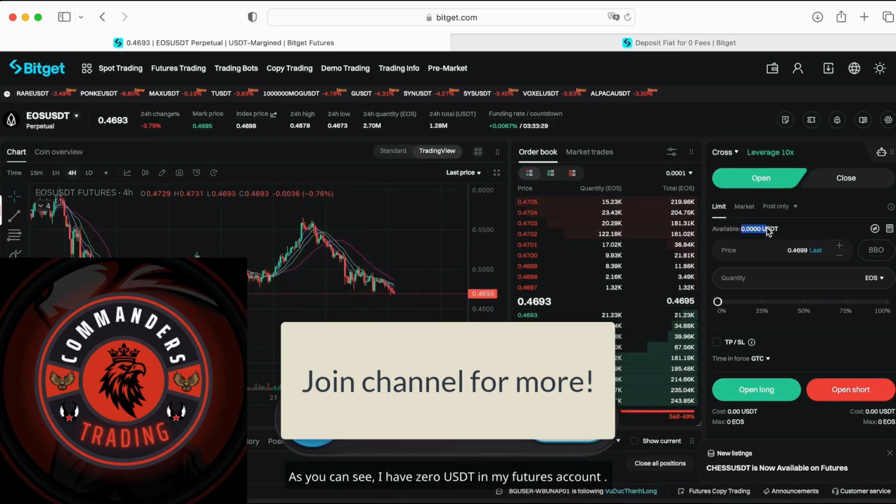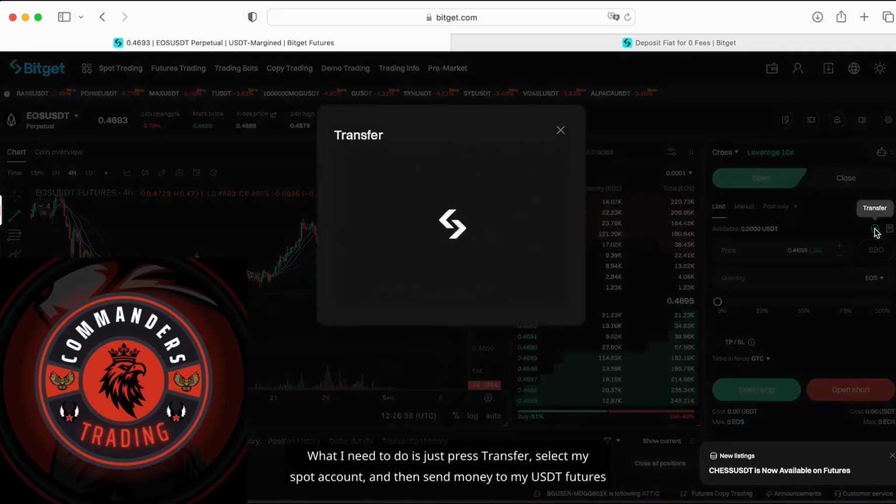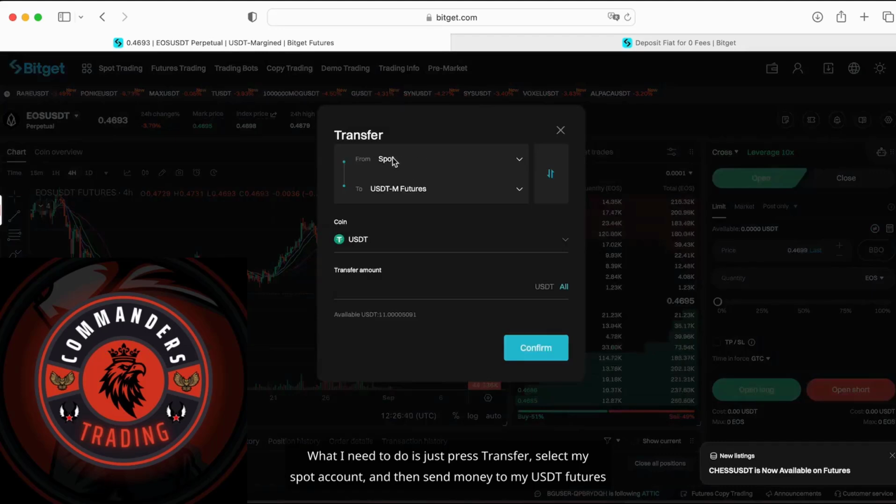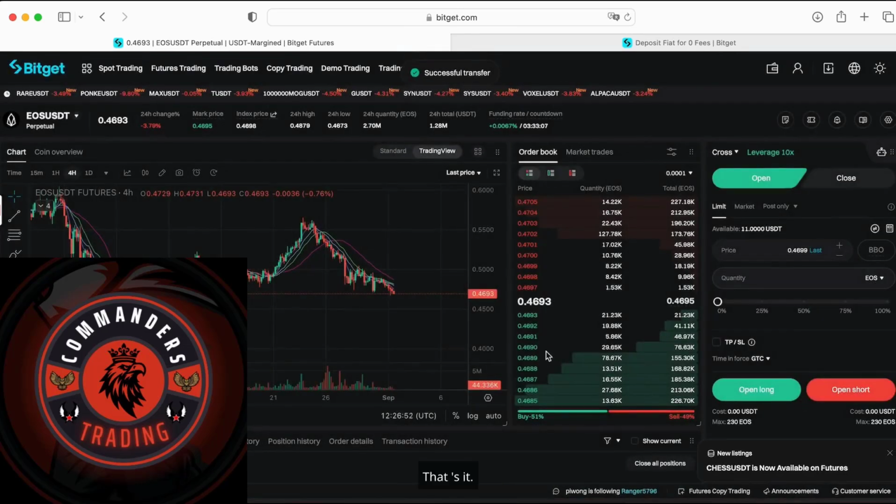As you can see, I have 0 USDT in my futures account. What I need to do is just press transfer, select my spot account, and then send money to my USDT futures account. I select coins, choose USDT, and then either pick all or enter a specific amount I want to send. Press confirm. That's it. So my futures account is charged.